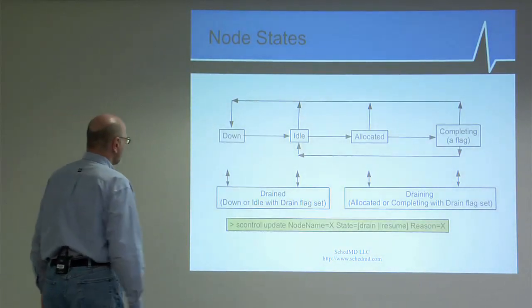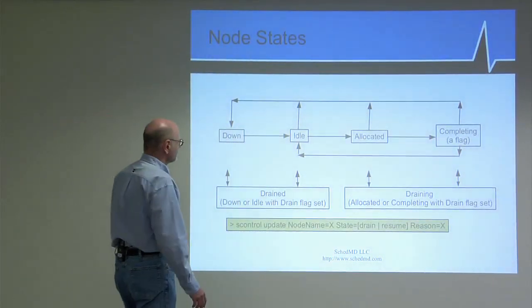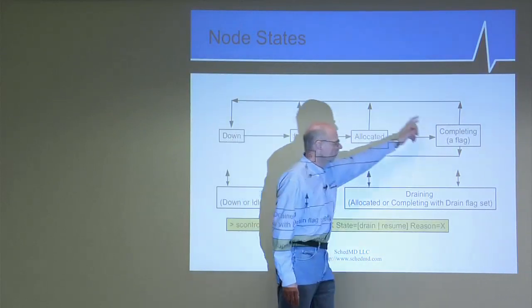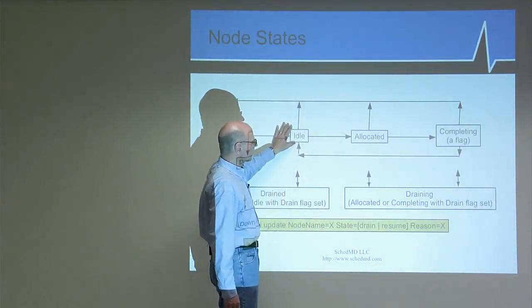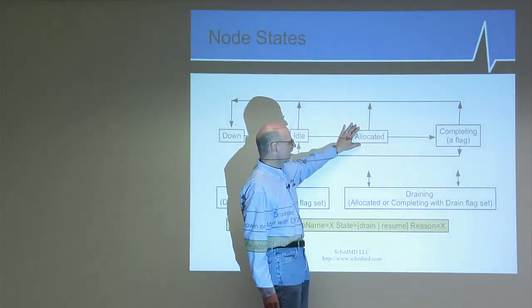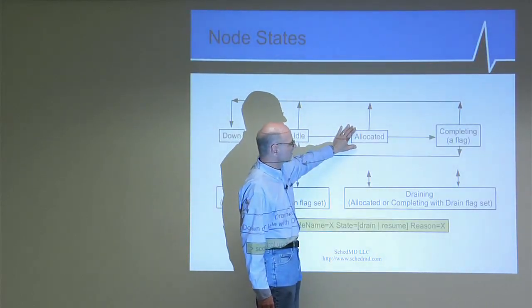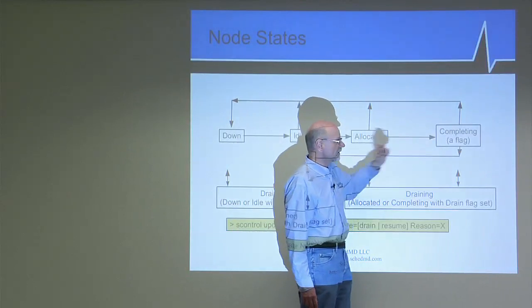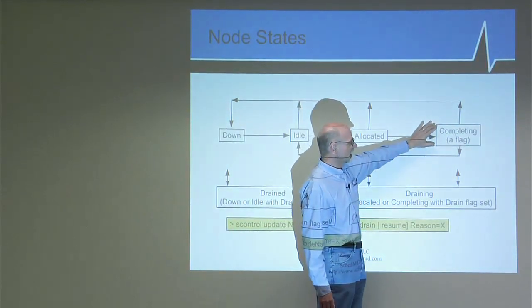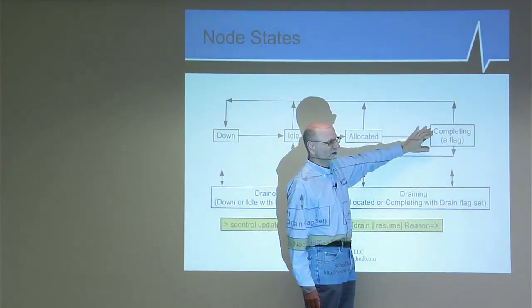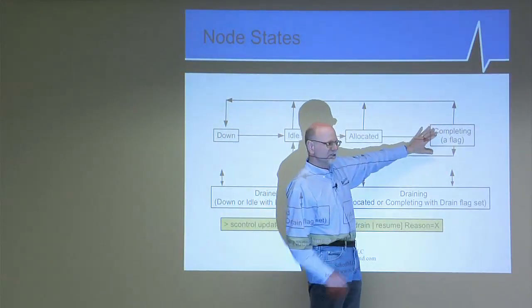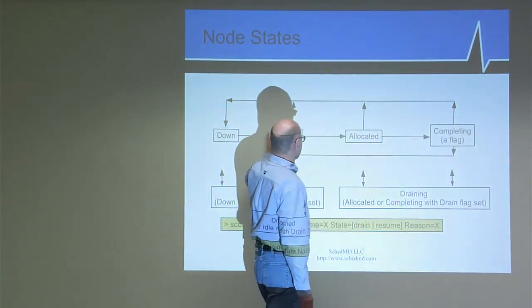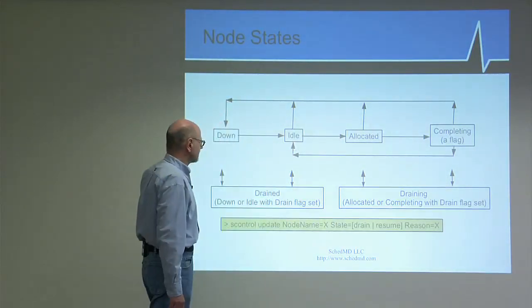Here's a node state diagram. Your nodes typically move through this set of states. So it starts off idle, and then you allocate it to one or more jobs. And then when the job is finished running, it enters a completing state, at which point it runs an epilogue program. And when the epilogue is complete and all the processes are gone, it moves back to the idle state.